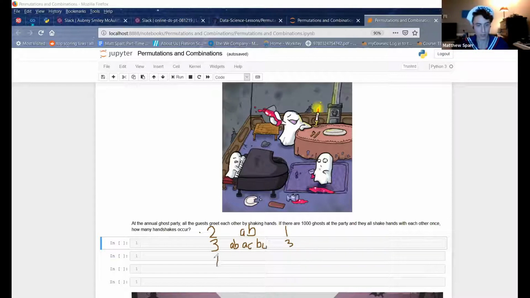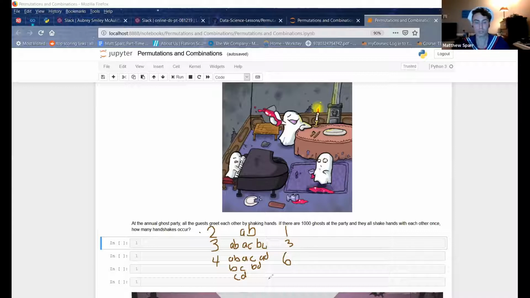Yep. And then for 4, we could have A and B, A and C, A and D. Then we could have B and C, B and D. And then we could have C and D. So that's 1, 2, 3, 4, 5, 6. So can we tell any pattern from this? So at 2, we get 1, at 3, we get 3, and at 4, we get 6.